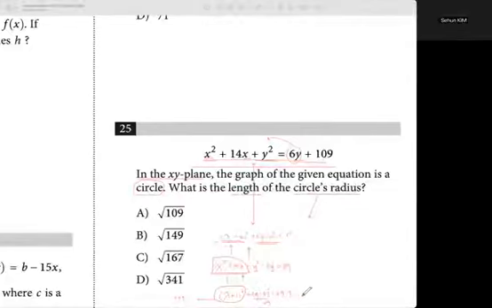So this equals 109, and if you move this 58 to the other side, we get this thing equal to 167. And 167 is the value of r squared, so our r will be the square root of 167.